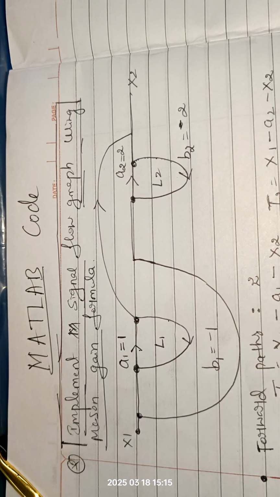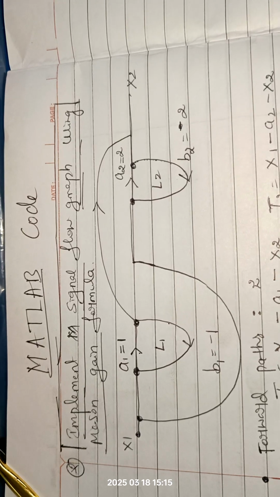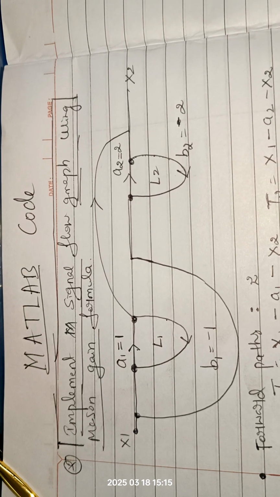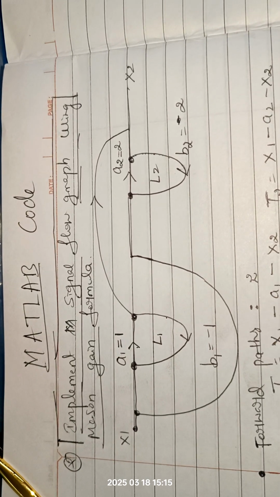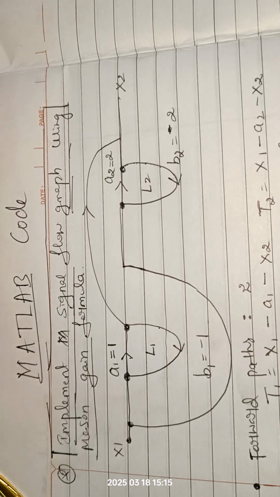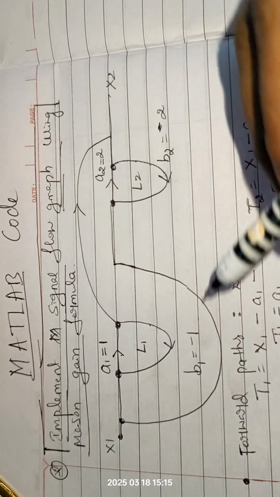So in this video we are going to see Matlab code to implement a signal flow graph using Mason's gain formula. So we will see the theory first, later we will see the Matlab code.